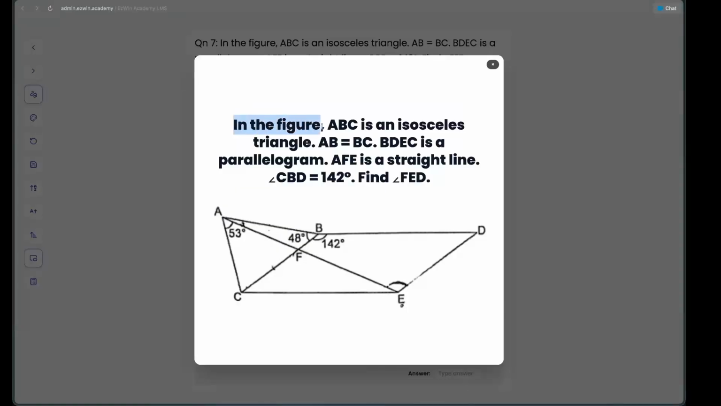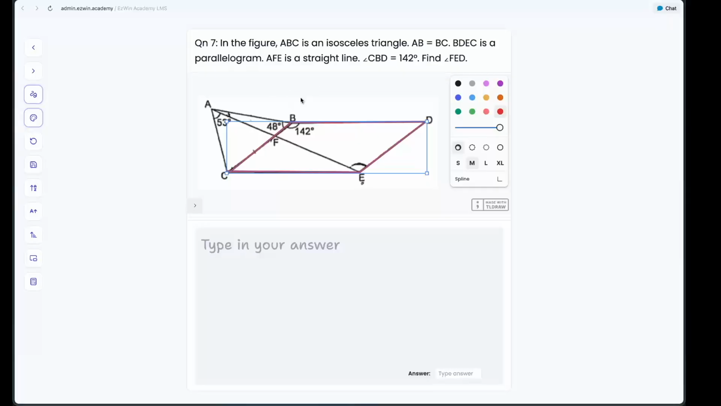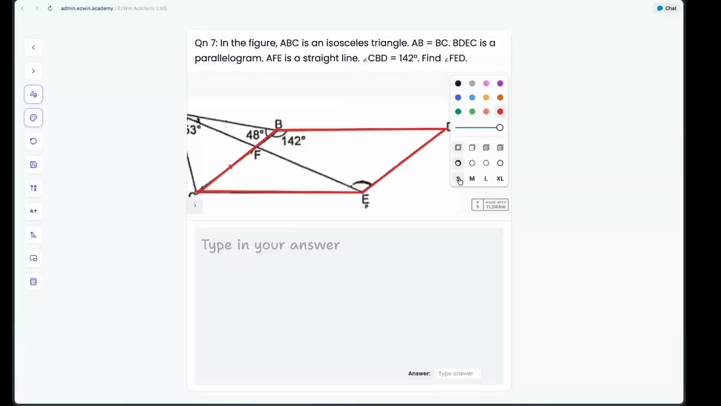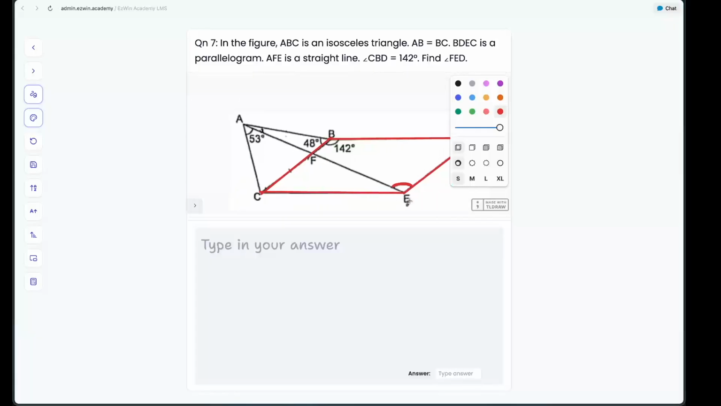Question 7. In the figure, ABC is an isosceles triangle. AB is equal to BC. BDEC is a parallelogram. FEC is a straight line. CBD is equal to 142 degrees. Find angle FED. If you look at the angle that we're looking for, which is this angle FED in red, it is part of the parallelogram.